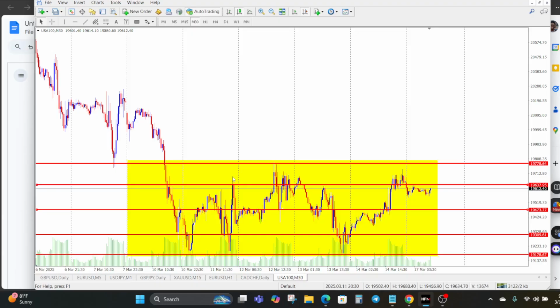So instead of blindly entering a trade, we are using these structured levels to guide our decisions. This approach helps you stay disciplined and avoid emotional trading. Comment below if you've ever used a similar approach and let me know what you think.